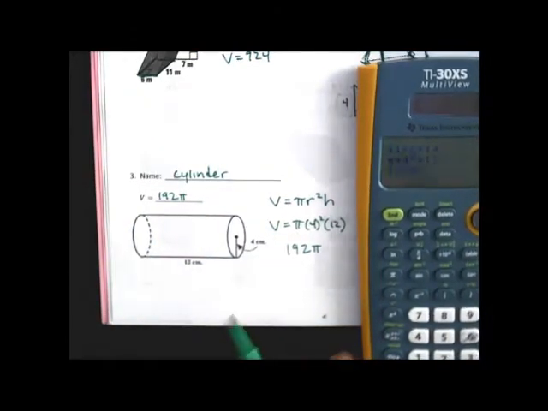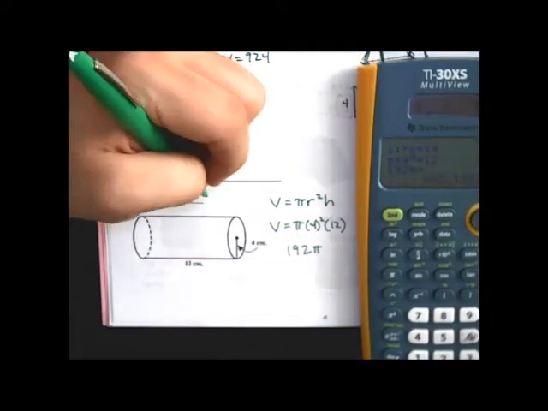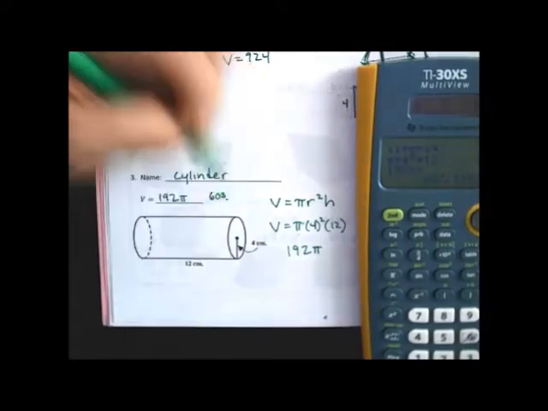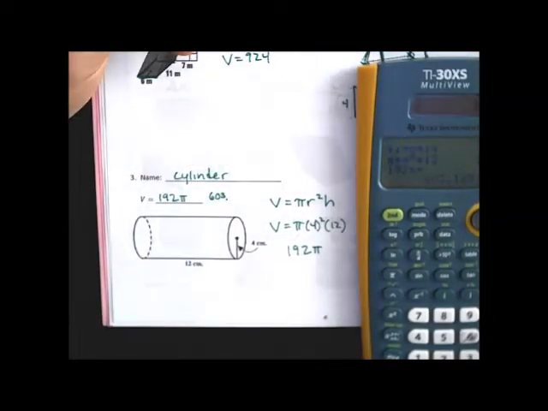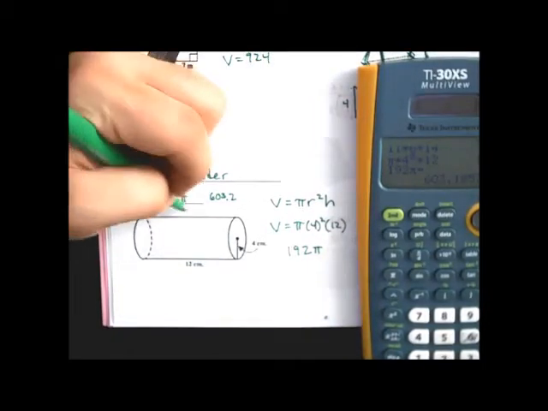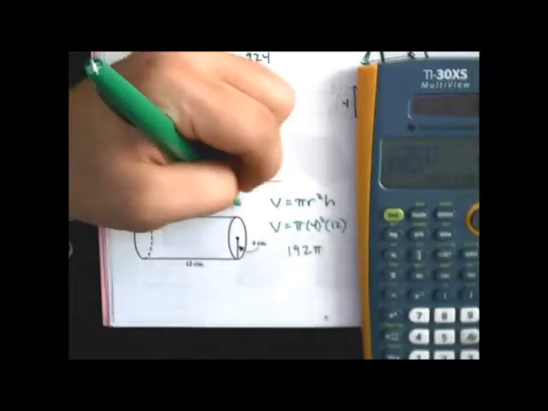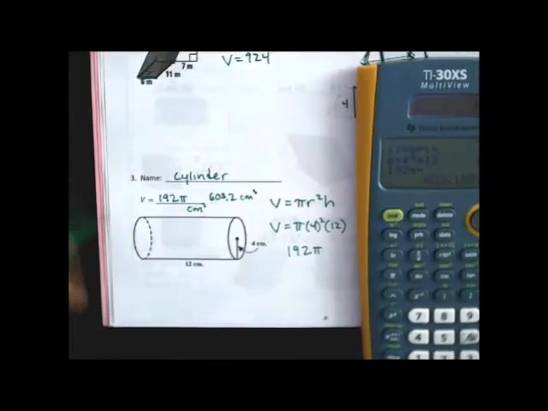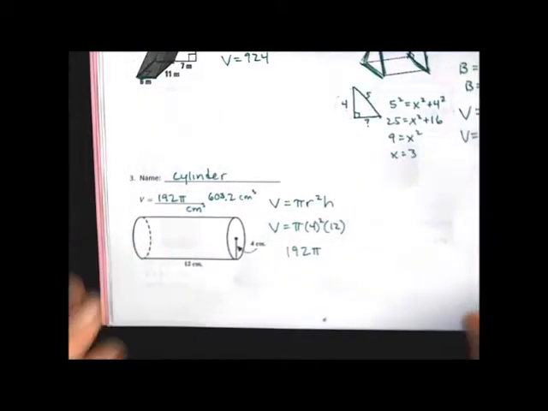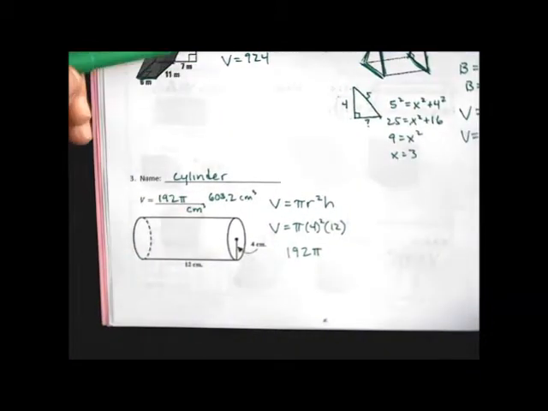If you don't want to, you can also answer as 603 point, and I believe the instructions said tenth, so 603.2. Please remember that this will be in centimeters cubed. Both of these answers are perfectly acceptable. Alright, so now we've worked forwards. By that I mean I give you dimensions and you find the volume.